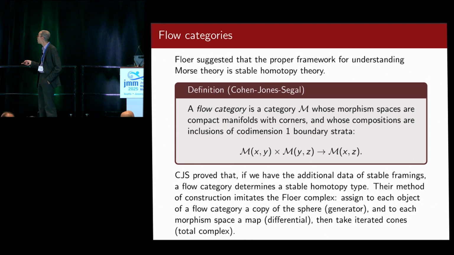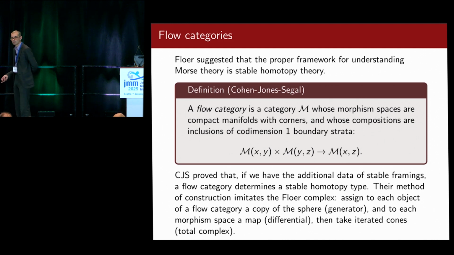So I think of M_XY, which before was just this actual space of solutions. Now I abstract it away. Think of it as just a manifold associated to X and Y. And I think of this as the space of arrows from X to Y in some sense. And then M_YZ is the space of arrows from Y to Z. And of course, there is composition in the category. So there should be a map from this product to M_XZ.